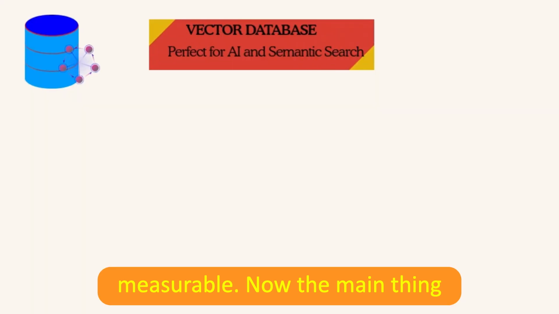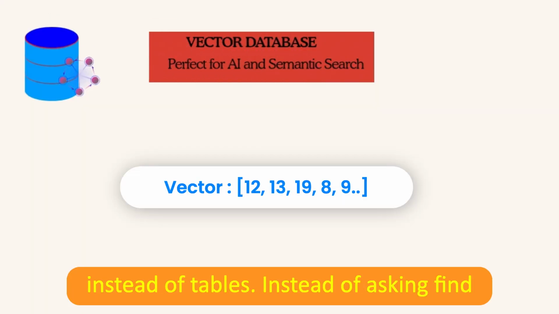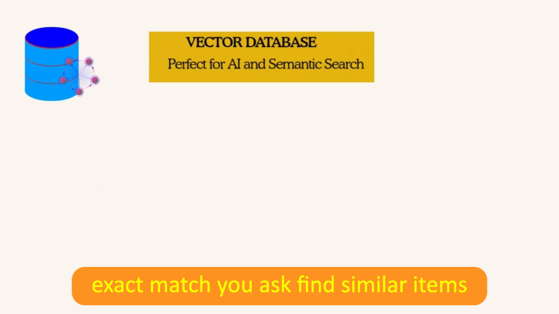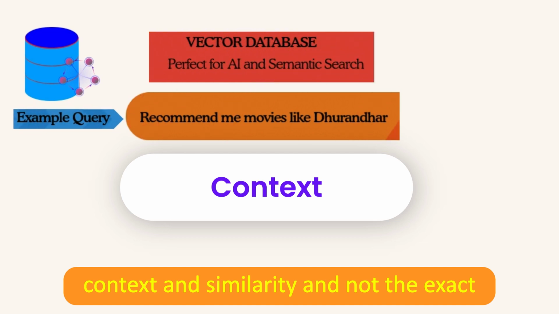Now the main thing, the vector database. A vector database stores data as vectors instead of tables. Instead of asking to find an exact match, you ask it to find similar items. This is helpful as AI works on context and similarity, and not on exact values.